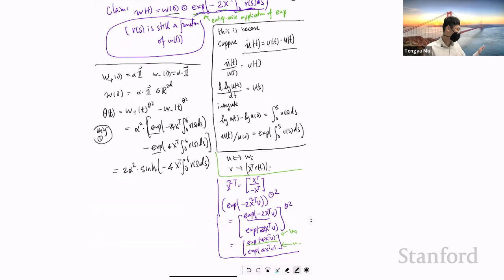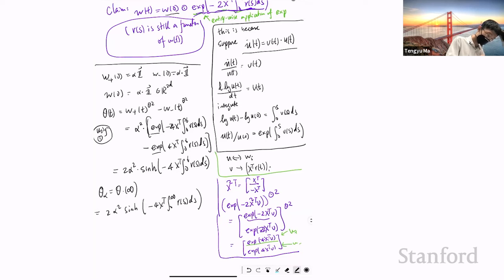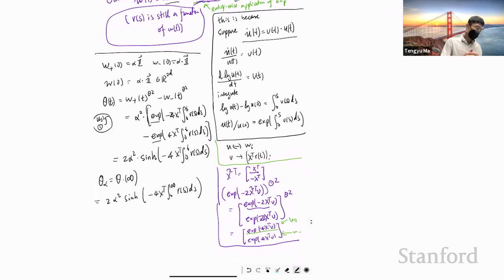And then you know that theta alpha is equal to theta alpha at infinity, right? So this equals 2 alpha squared minus 4 x transpose integral from 0 to infinity of r_s ds. So this is something we know that theta alpha, the final point, satisfies. Maybe let's call this equation 2.